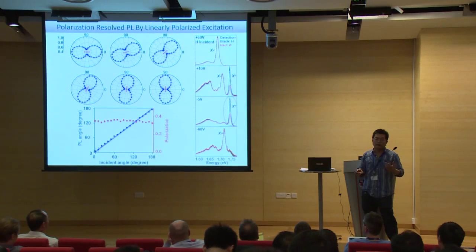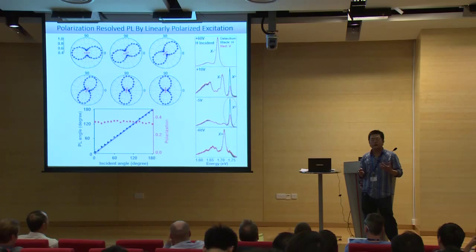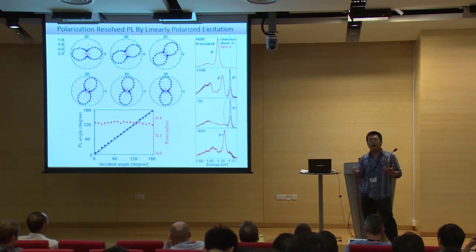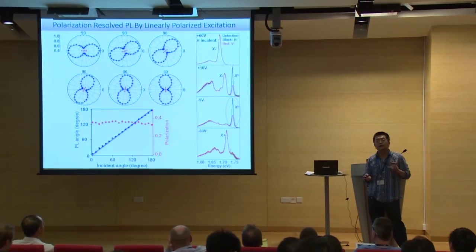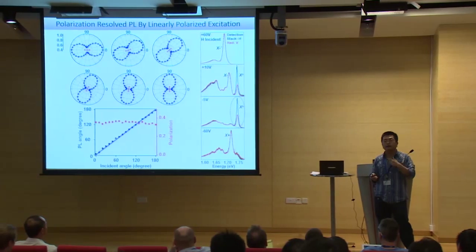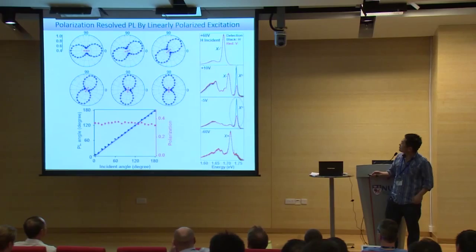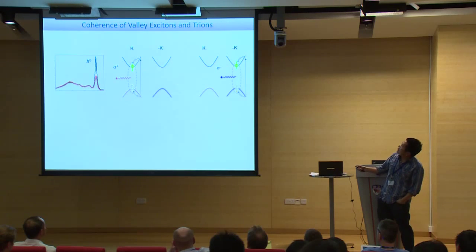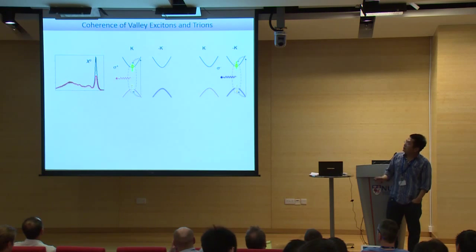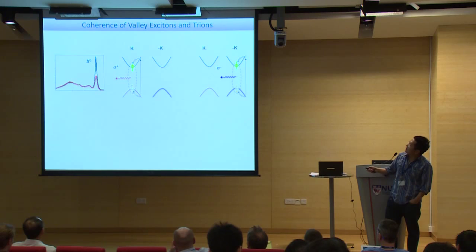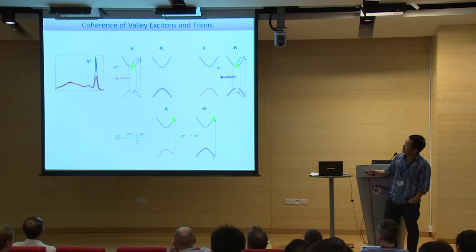The second interpretation is that it generates excitonic coherence. When this coherence time is longer than the exciton recombination time, then we can observe linear polarization. So this is the interpretation of our data. What's happening here is, for these valley excitons, they have circularly polarized optical selection rules. One is sigma plus, the other is sigma minus. Then linearly polarized light is a coherent superposition between sigma plus and sigma minus.